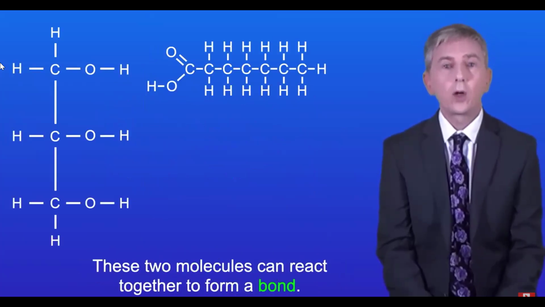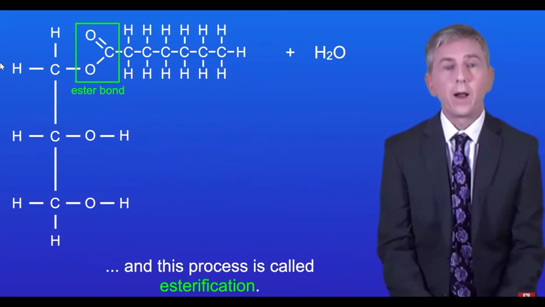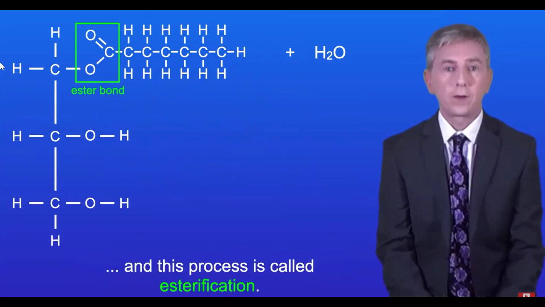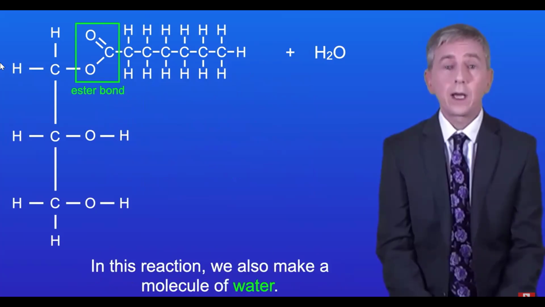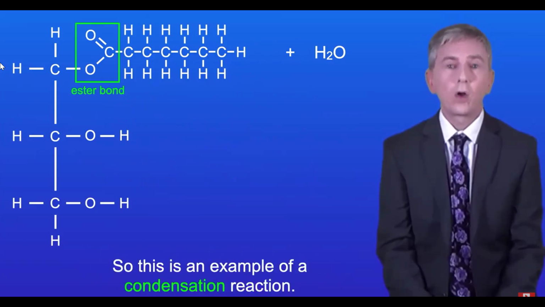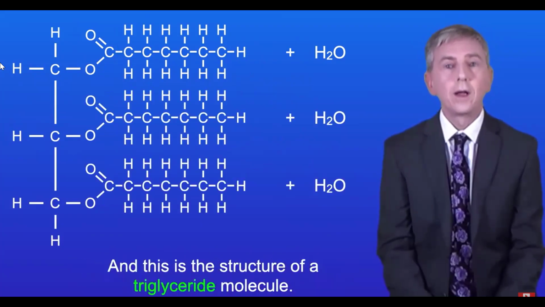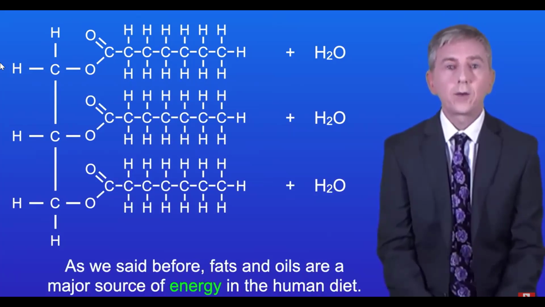Now these two molecules can react together to form a bond, and I'm showing you that here. This is called an ester bond, and this process is called esterification. In this reaction, we also make a molecule of water, so this is an example of a condensation reaction. Now we can carry out this reaction with 2 more fatty acid molecules like this, and this is the structure of a triglyceride molecule.